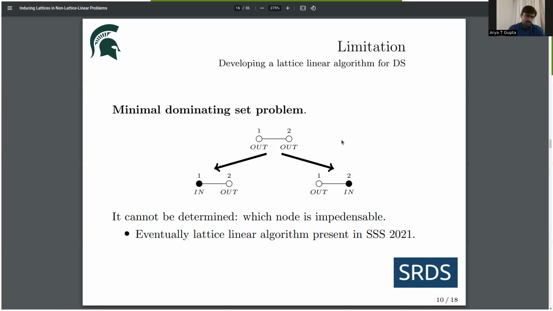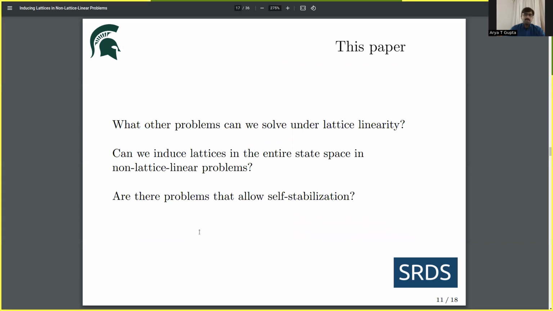In such problems, only a subset of the states form a lattice. So a lattice is not induced in the entire state space, but only a subset of the state space. And that's why we call it eventually lattice linear algorithms. This paper considers three questions.